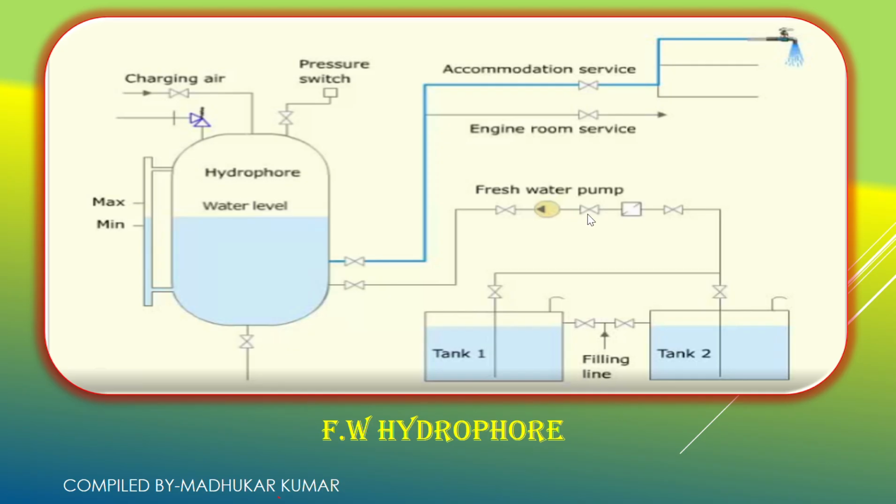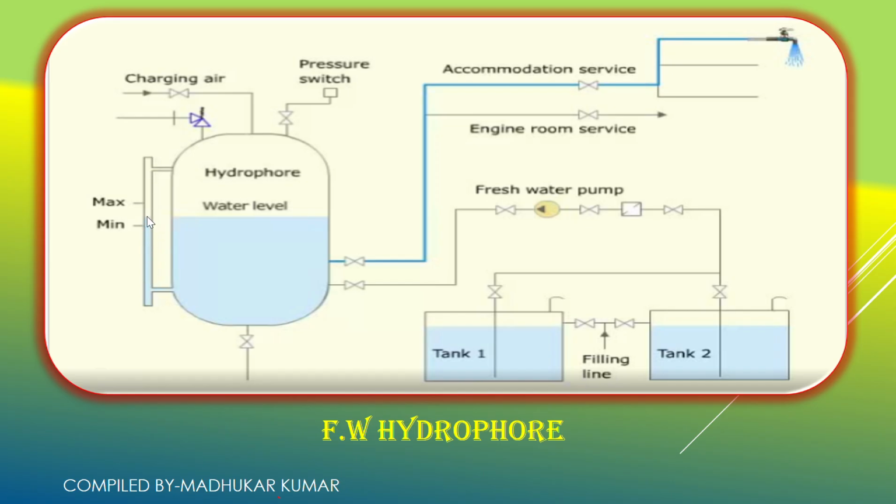This valve is the discharge valve of the pump. It will be open, and it is going to fill up the hydrophore. We have to keep this valve open. This is the drain of the hydrophore, used when it is completely depressurized and internal cleaning is required, so water has to be drained. We will open this valve and the water will be drained out. Here we can see this is your gauge glass, and we can see the water level outside.